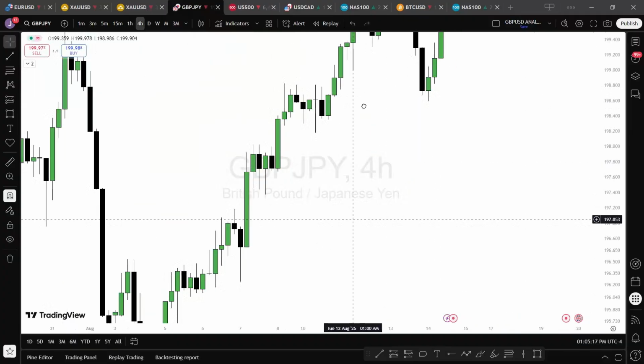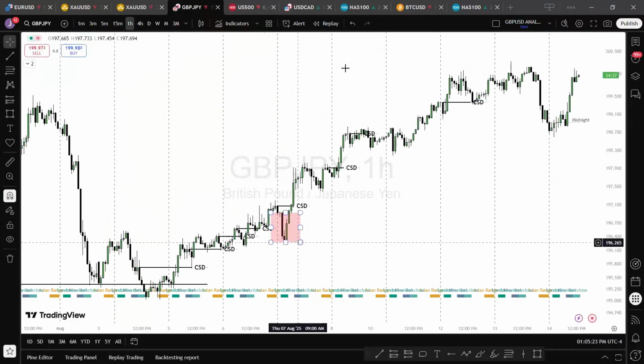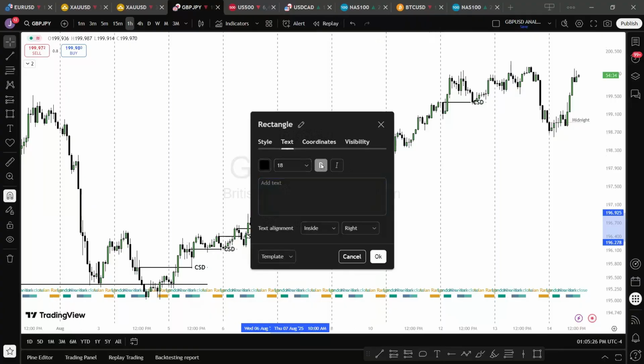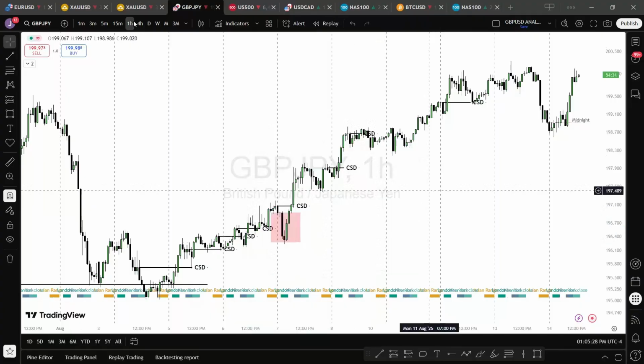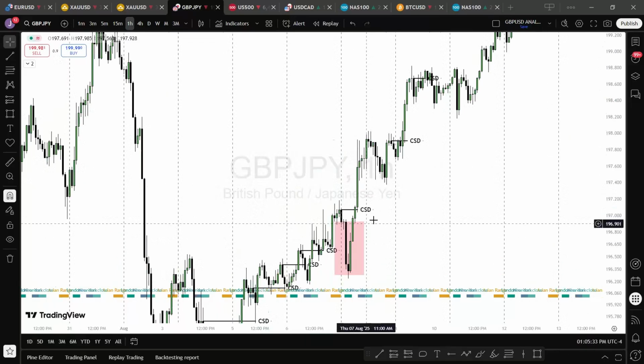So probably it's not visible. Let me make it visible. Okay, visible. For those of us that don't know how to use this feature, you can make this visible in the 4-hour time frame, whatever time frame you wish.